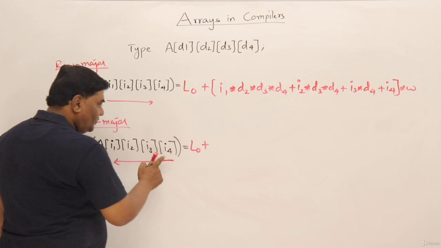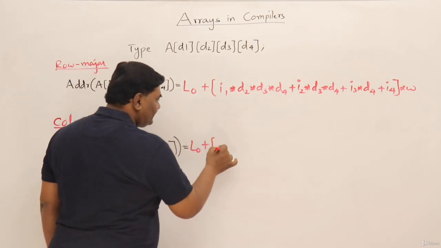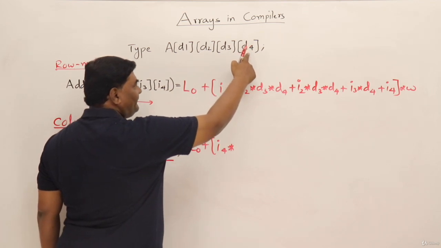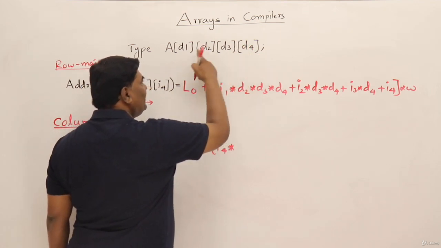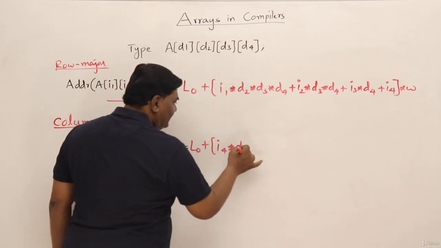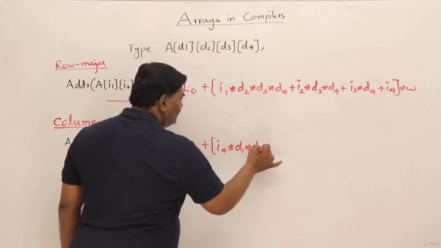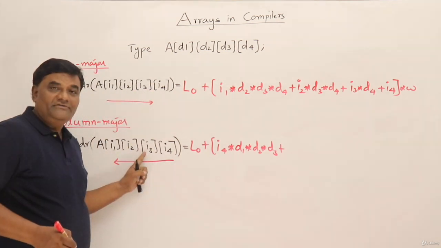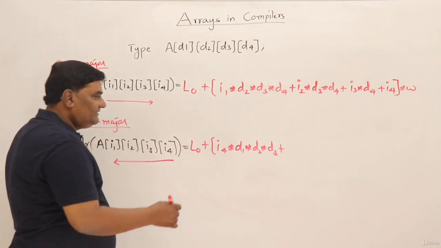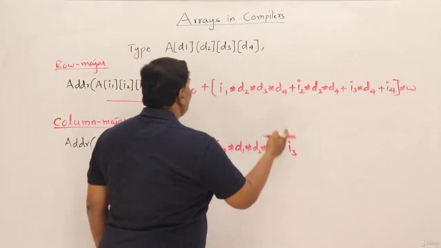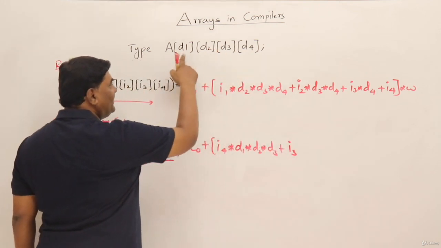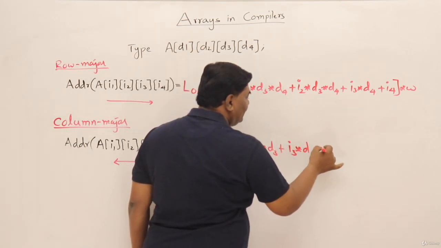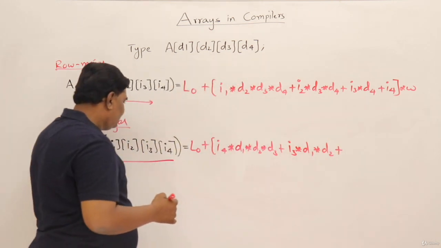L0 plus, first one is index 4, so I4 multiplied by, see, this is dimension 4. So take all those dimensions before dimension 4. So D1, D2, D3. D1 into D2 into D3 plus. Now this one, we are moving from right to left. So next is I3, index 3. So go to dimension 3 and take all the dimensions before dimension 3. So this is D1 and D2. So multiplied by D1 and D2 plus I2.